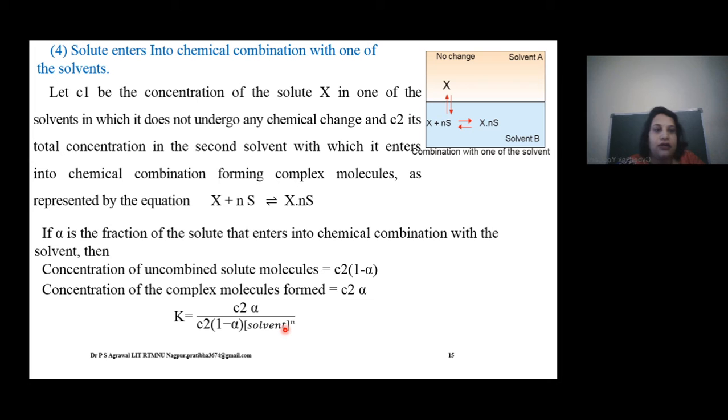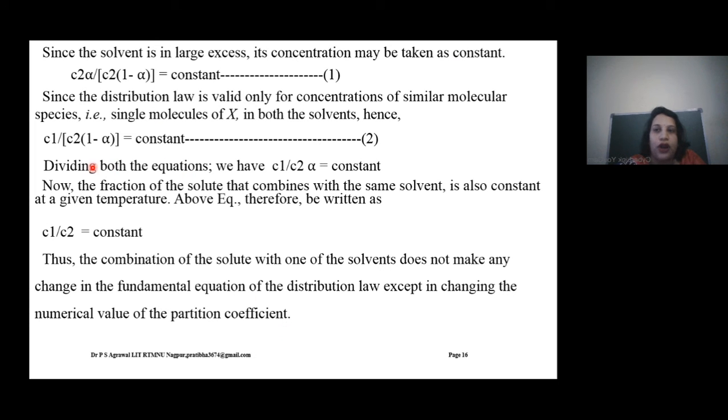Dividing both the equations and simplifying some steps, we again reach C1 upon C2 as a constant. Thus, combination of the solute with one of the solvents does not make any change in the fundamental equation, except that we have to change the numeric value of the partition coefficient. It will not be simply Kd; some different constant will appear.